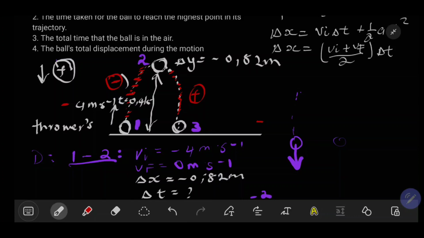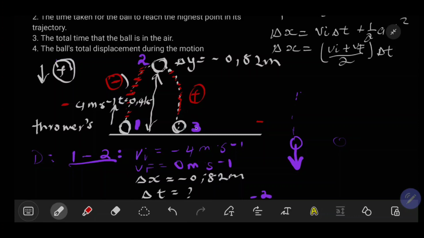So the third question says calculate the total time that the ball is in the air. All right. One thing you should always keep in mind when we look at this motion: this ball was thrown from the thrower's hand, then it reached a maximum height, and then it came back to the thrower's hand.